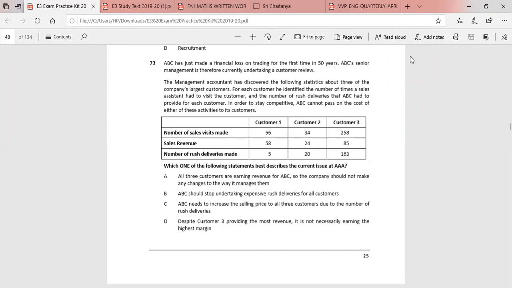Okay, customer one, two, three. We see the number of sales visits made, sales revenue, number of rush deliveries made. Which one of the following statements best describes the current issue at ABC? Read the options and select any one. One is the option, so you have to select the right option.